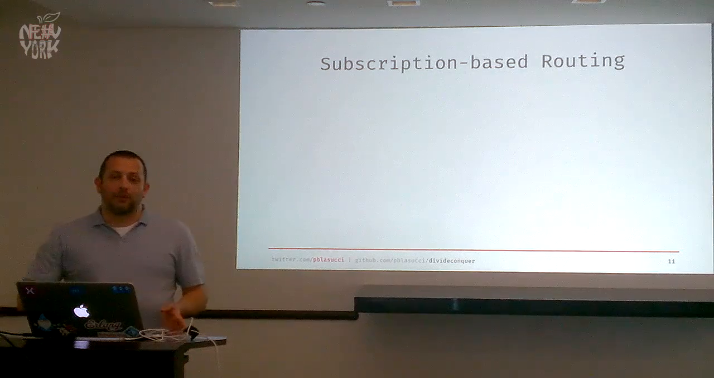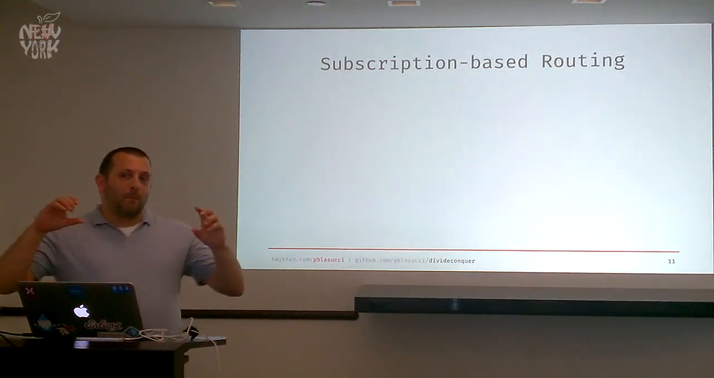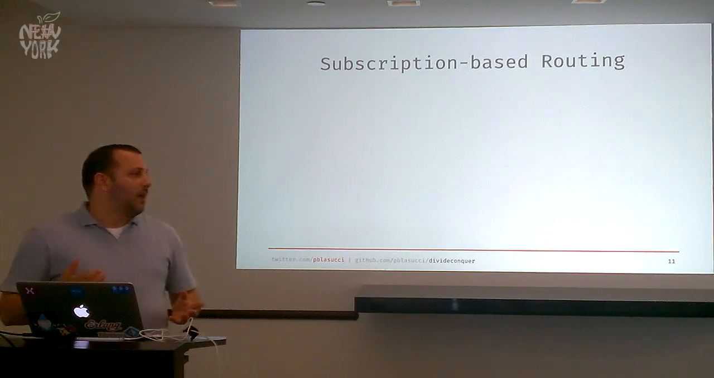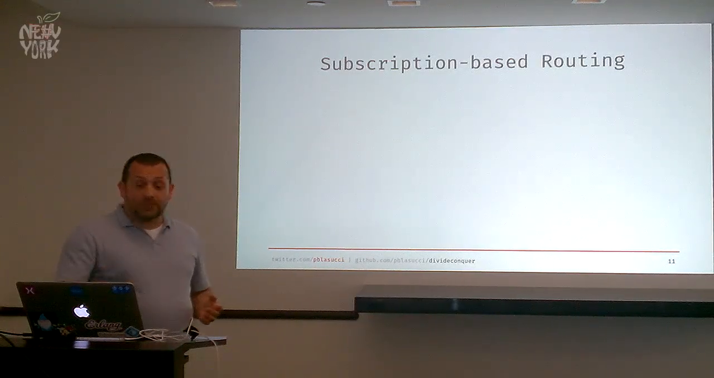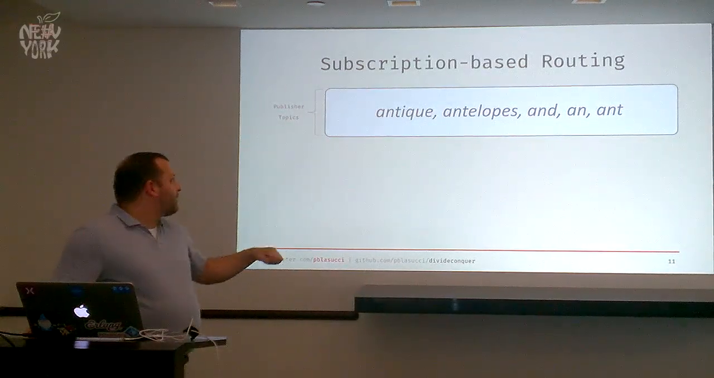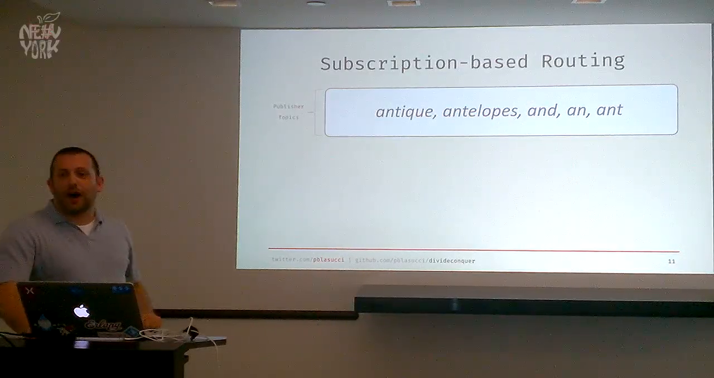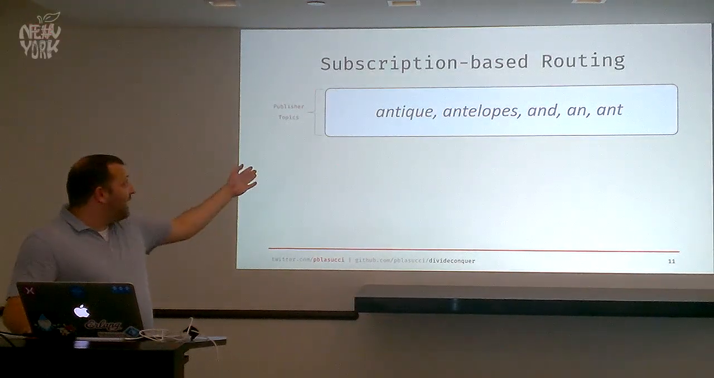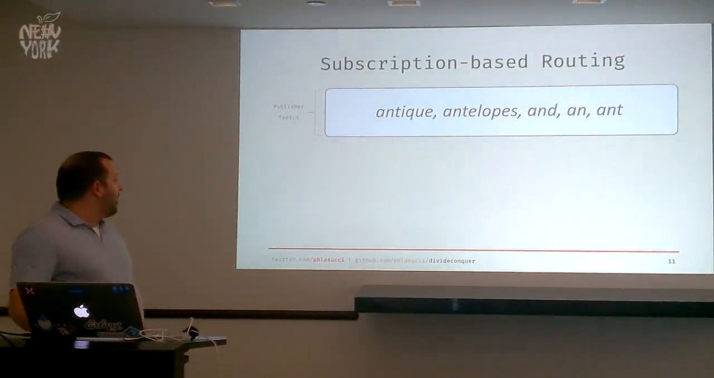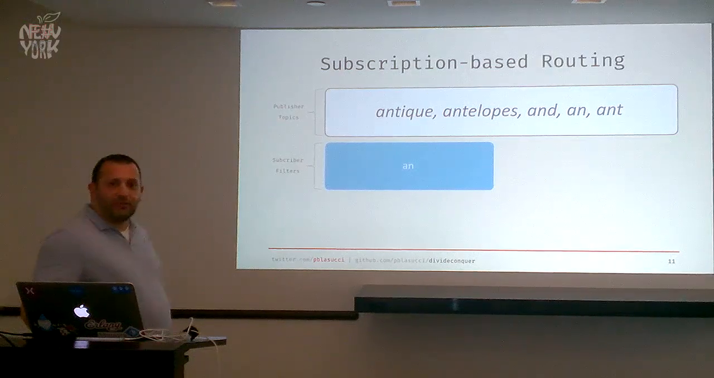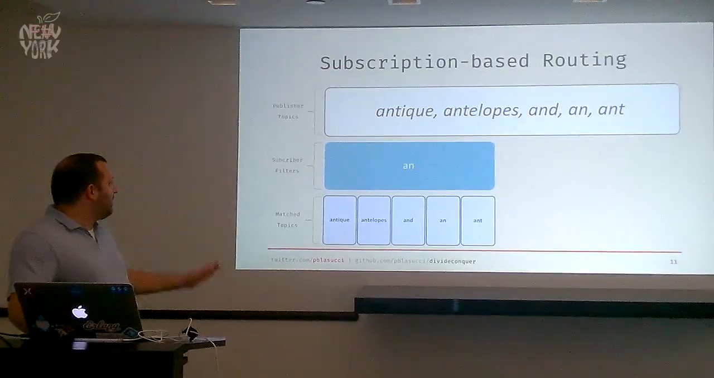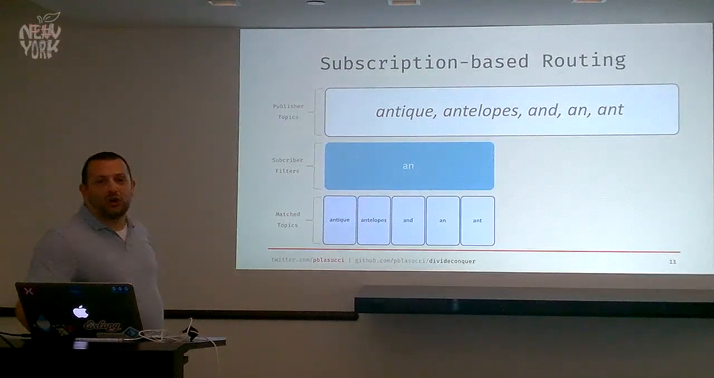It also leads to a fairly common pattern of one frame for the topic and one or more frames for the content. But it's pretty flexible. To understand it, let's say we have a publisher that's publishing many, many messages, but all of the messages have one of these 5 topics. So the first n bytes of any one message will be antique, antelopes, and an ant, one of those words, right? So if we, in our subscriber, set a filter of an, we will receive messages that have any of the topics, because with prefix matching, all of the topics start with an.